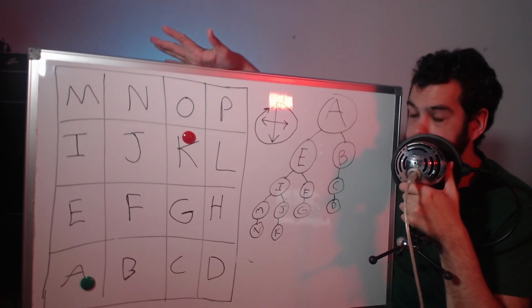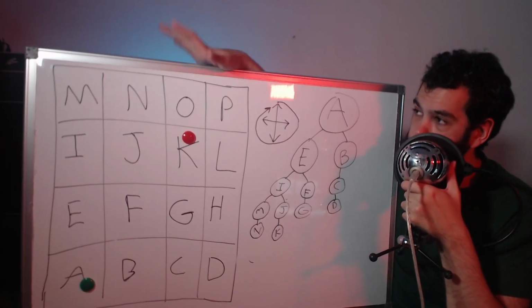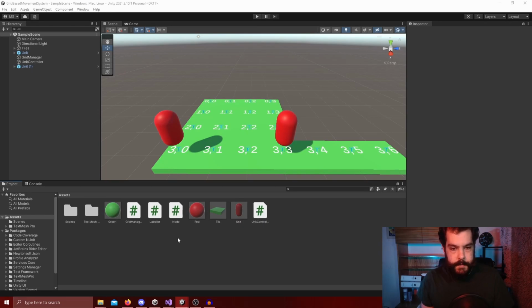We're going to take this whole concept and program it in Unity to hopefully get some of our units moving. So let's go do that. Okie dokie, we are back in Unity. Before we write our pathfinding algorithm, we need to add some variables to node and add a couple of methods to our grid manager.